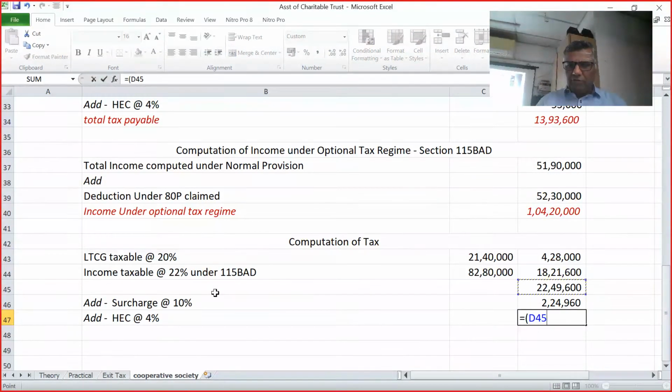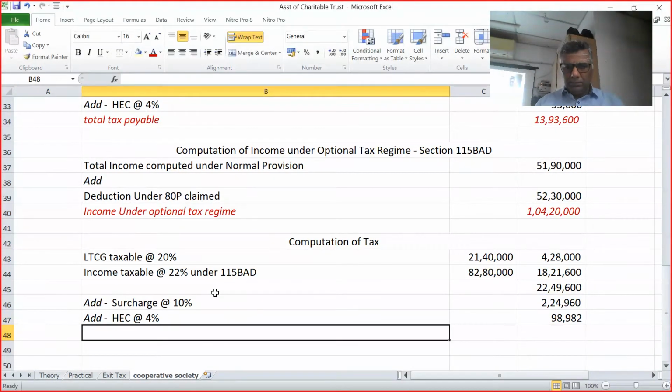Irrespective of the level of income, such surcharge is applicable. Sir, one doubt. In case the total income is lesser than that, so even a surcharge of 10% is applicable irrespective of the level of income in the case of the optional tax regime. Okay.